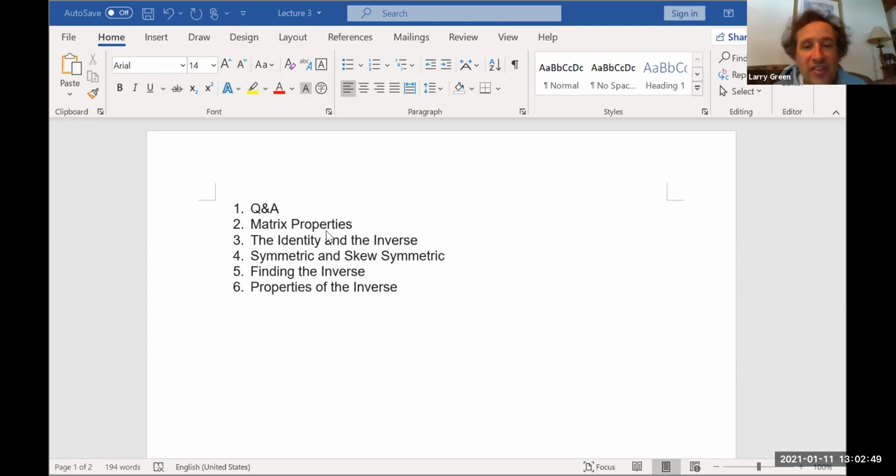What can you say? Think about all the properties that you have of regular numbers, and do they hold for matrices? The answer is some do and some don't. So we'll talk about that.